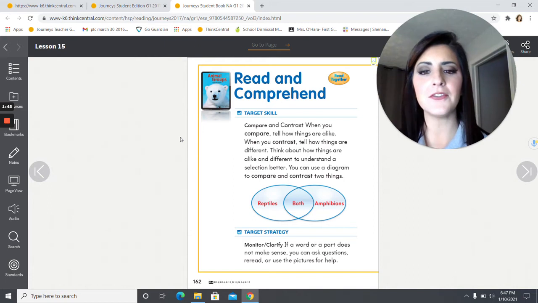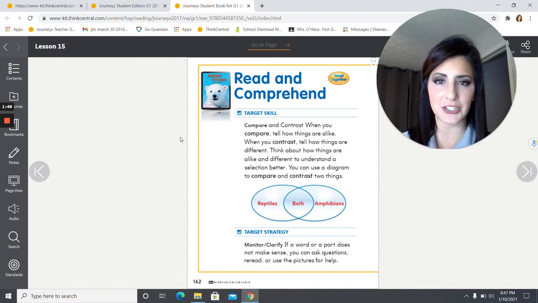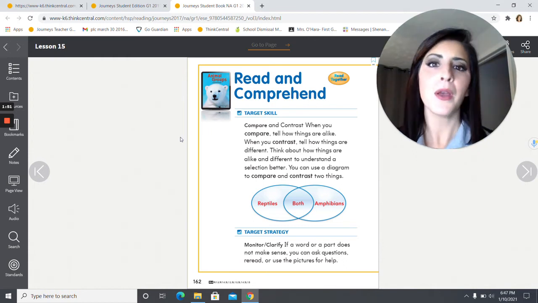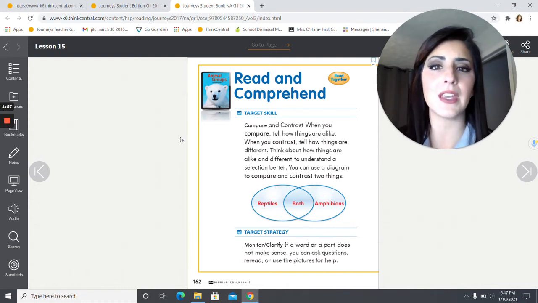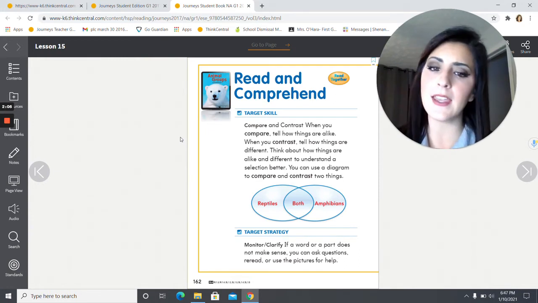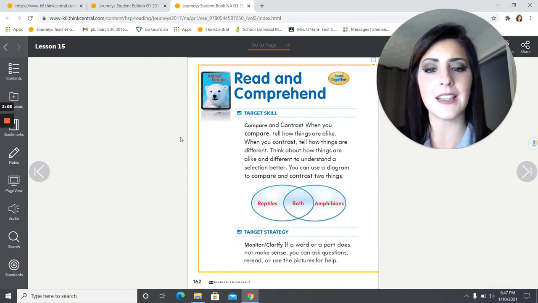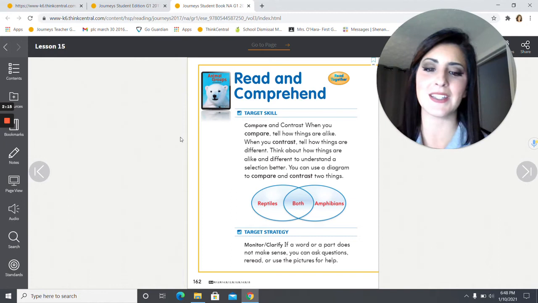All right, our skill for this week is to compare and contrast, which we have been doing for quite some time now. We always compare and contrast our 2 stories of the week. It says, when you compare, you tell how things are alike or the same. When you contrast, you tell how things are different. Think about how things are alike and different to understand a selection better. You can use a diagram to compare and contrast 2 things, which we will be doing this week a lot.